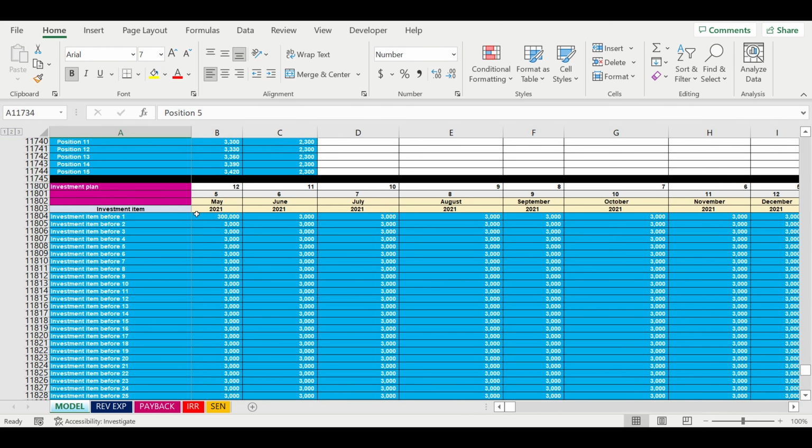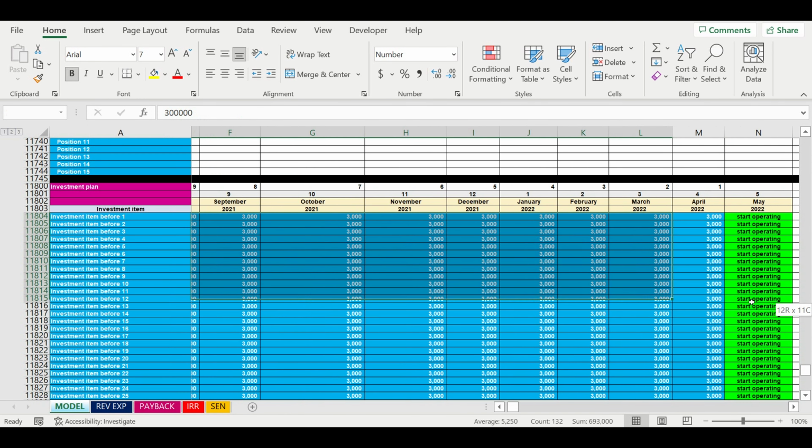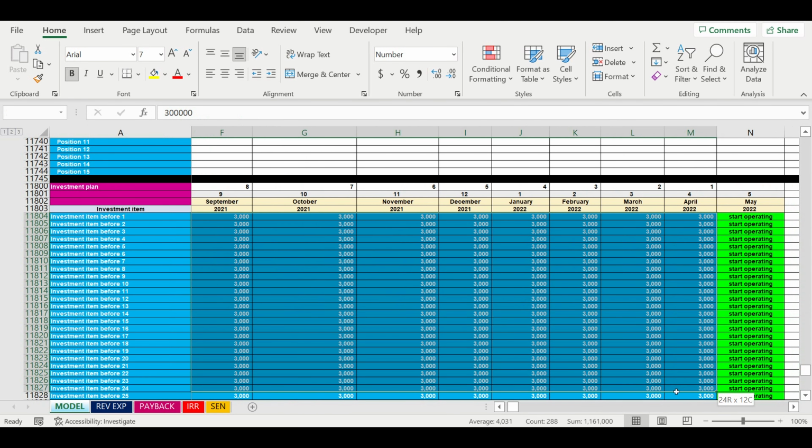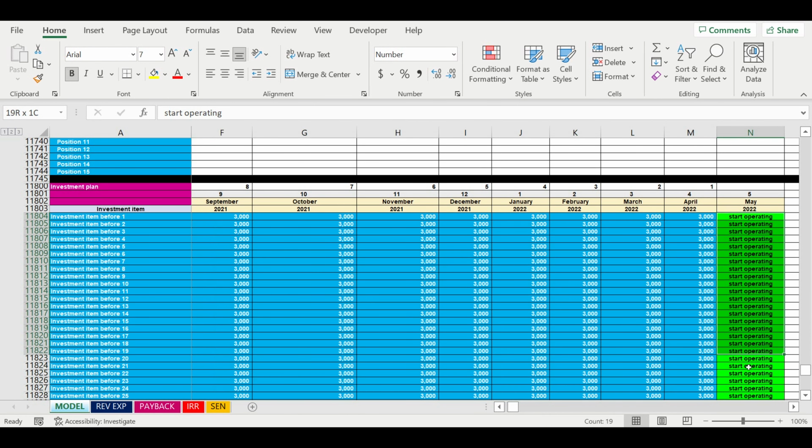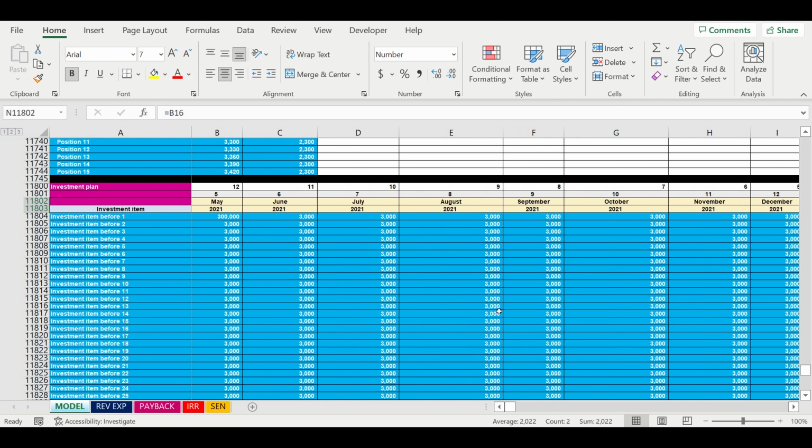Then we have two investment plans. The first investment plan is the investment plan before we start operating activity. So here we specify what we invest in, how much we invest in and when we invest in, and this is the moment when we start operating activity. If we change the moment when we start operating activity at the top of the model, then these values will change here, and the whole investment plan will shift to the left or to the right from this current point.